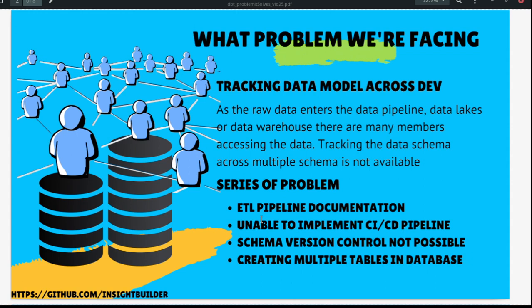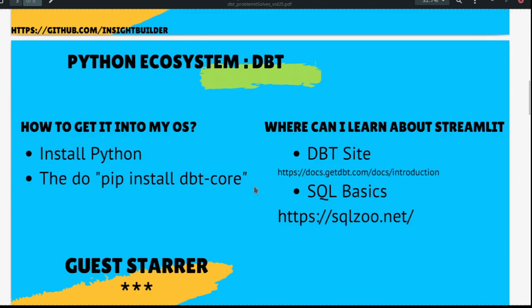Again, schema version. So in databases, there will be lots of schemas, and the same schema might get changed many times during the development. How to keep track of those changes? Another challenge is that schema is for one table, but what if we create multiple tables? How will you know what is the purpose of the tables that we created? All these things are tackled by the DBT library.